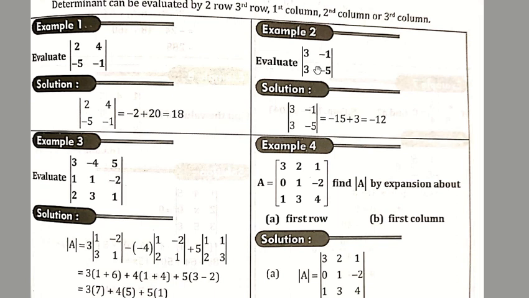Example 2, evaluate 3 into minus 5, minus 2, minus 1 and 3. So 3 into minus 5 is minus 15, and minus 1 into 3 gives plus 3, since minus into minus is plus. So minus 15 and plus 3 you get minus 12.